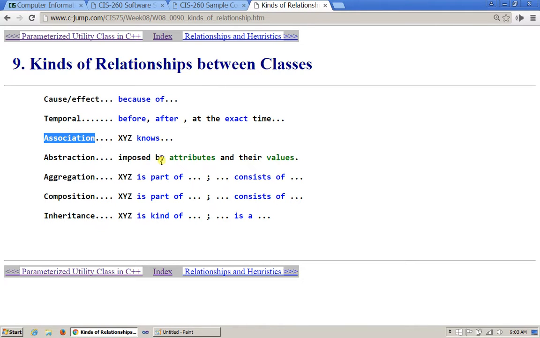Association between objects is like something knows about something else. Like, for instance, driver license knows about a specific person, the existence of a specific person, or driver license has a reference to the picture of that person, right? Any kind of knowledge like this suggests that there is an association between the two separate objects, perhaps in memory.